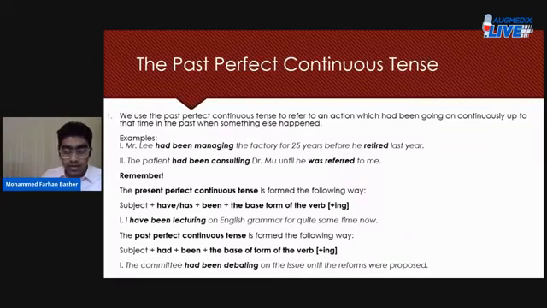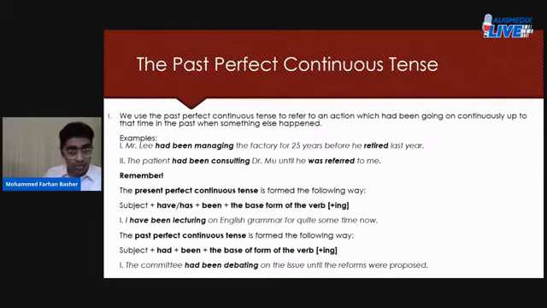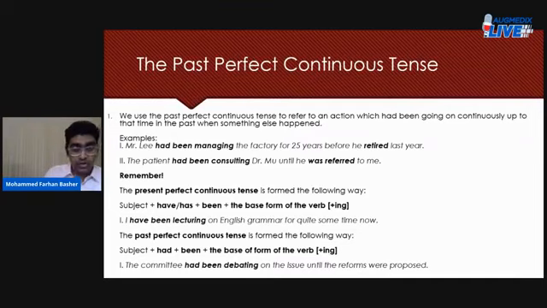Similarly, in the second example, the patient had been consulting Dr. Mu until he was referred to me. The patient has been referred to me, but until he was referred to me, what did he do? Or what had he been doing before he was referred to me? He had been consulting Dr. Mu, right? So the earlier event in this case is said in the past perfect continuous tense. The patient had been consulting Dr. Mu until he was referred to me.